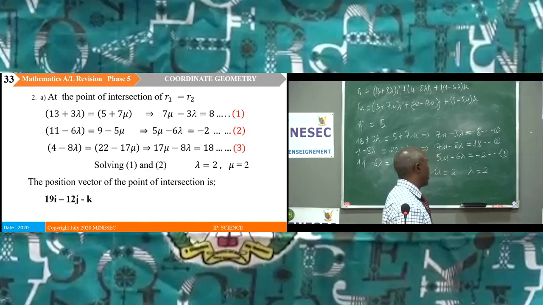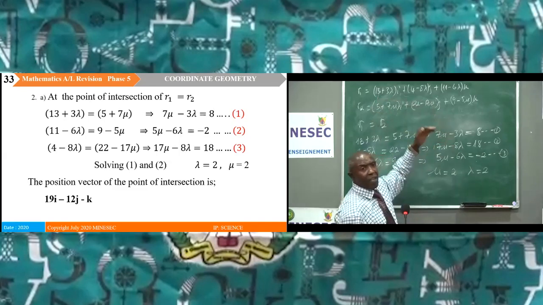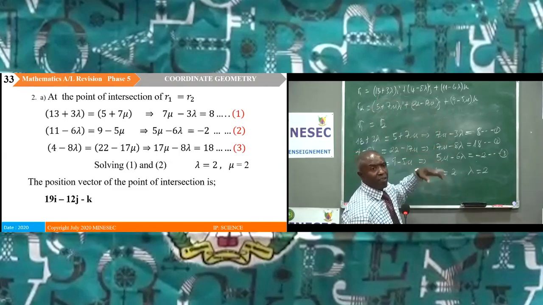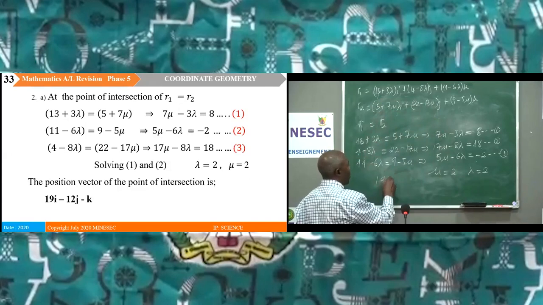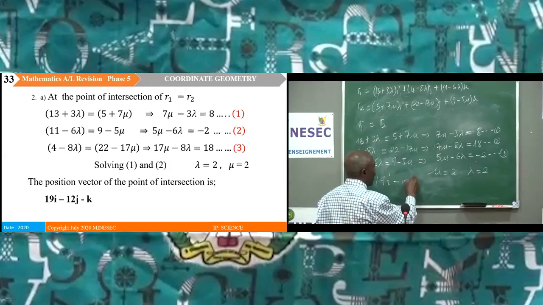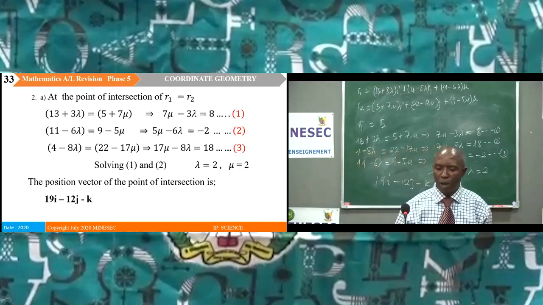After that, they want to find the point of intersection. With these values of lambda and mu, we go back to our equations. For lambda, substitute in equation 1. For mu, substitute in equation 2, in this second line. If the two give the same position vector, then that is the point of intersection. And if we substitute, we will see that all of them end up giving us the same position vector, and that will be the position vector of the point of intersection.